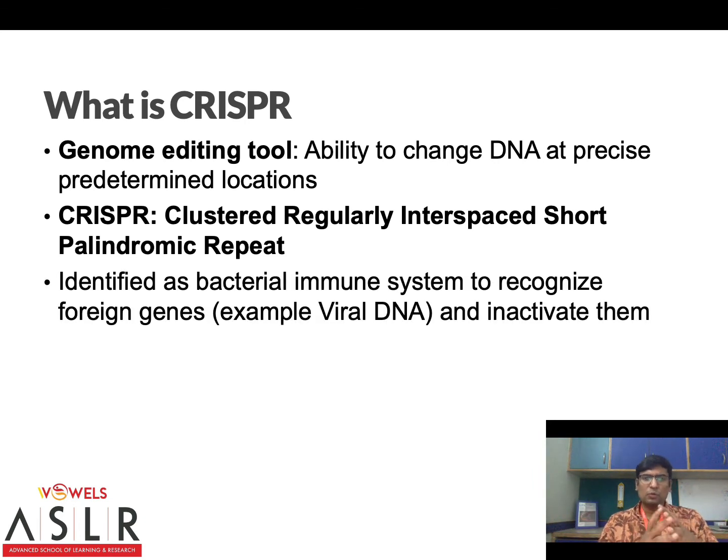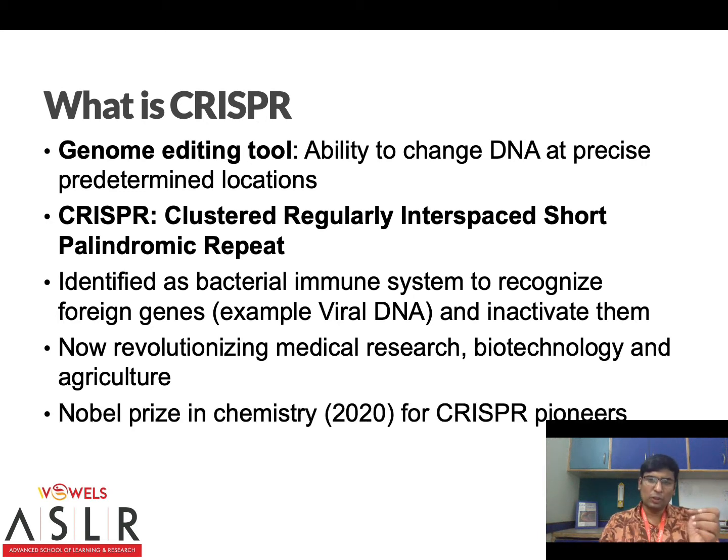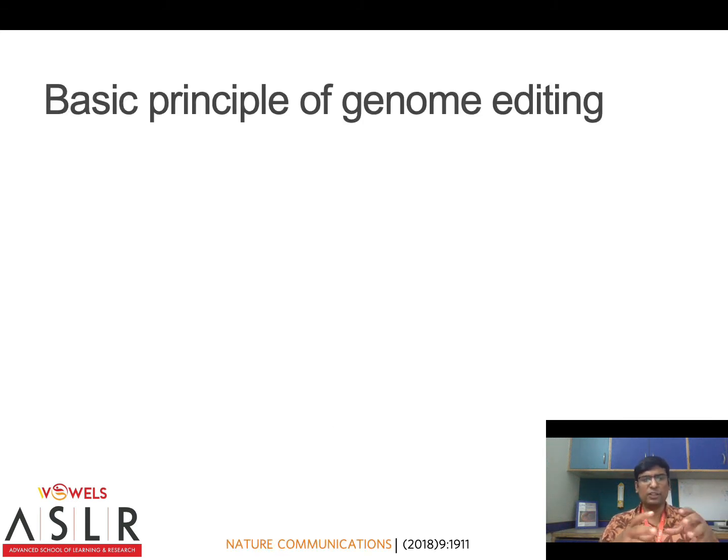So the CRISPR was originally identified as a bacterial immune system to recognize foreign DNA like viral DNA and inactivate them. But in recent years, we know that it is such a powerful technique that it can revolutionize medical research, biotechnology, and agriculture. This is also highlighted by the Nobel Prize in Chemistry for the year 2020 for CRISPR pioneers. So let's just look into the basics of genome editing.